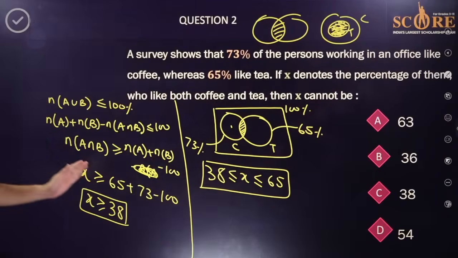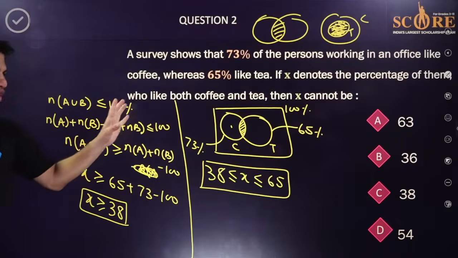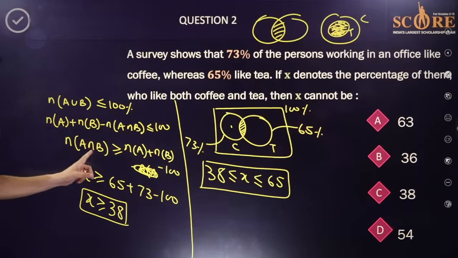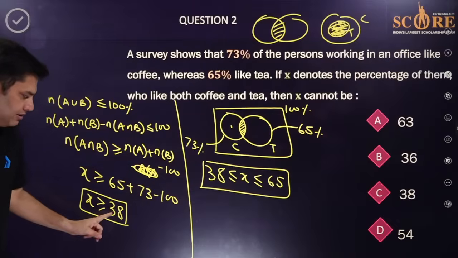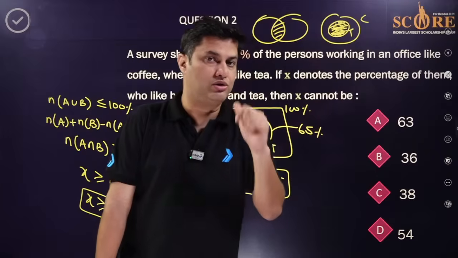Minimum intersection, the minimum value you can derive via this formula: A union B is always less than or equal to 100%. So if you apply this inclusion-exclusion set theory formula, you'll get the minimum value is NA plus NB minus 100. So 38 to 65, that's a very good concept. It might be asked in your SCORE exam.